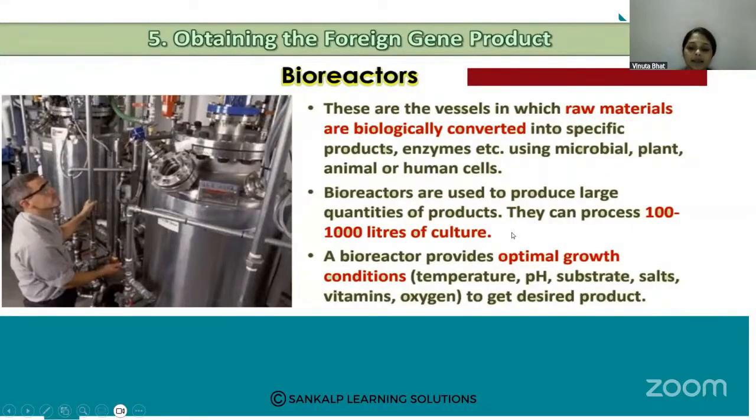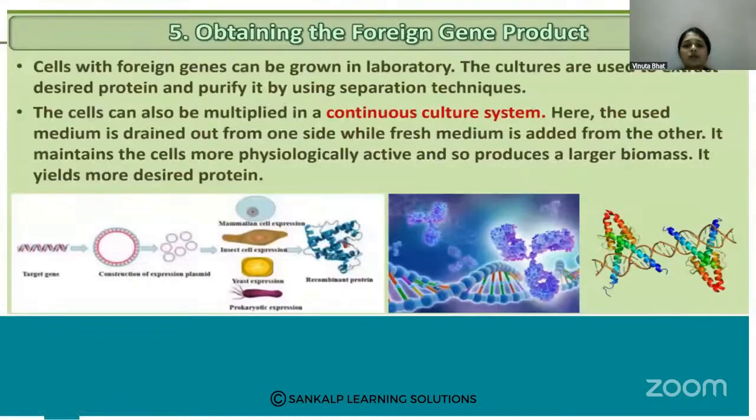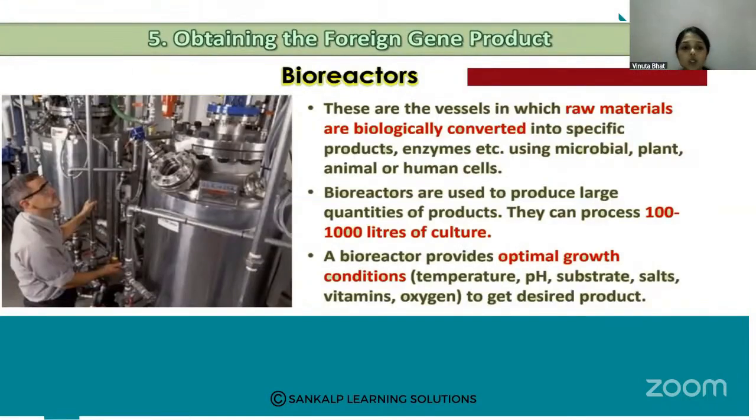So in a lab, getting the desired gene product is limited; it is not possible to get it in a large quantity. If we need the desired gene product in large quantity, then the bioreactors are used. They can process 100 to 1000 liters of culture.